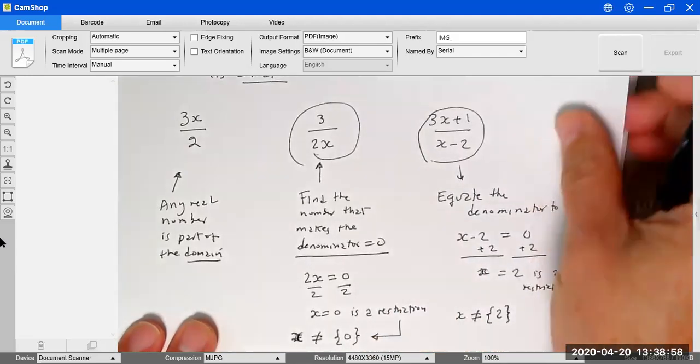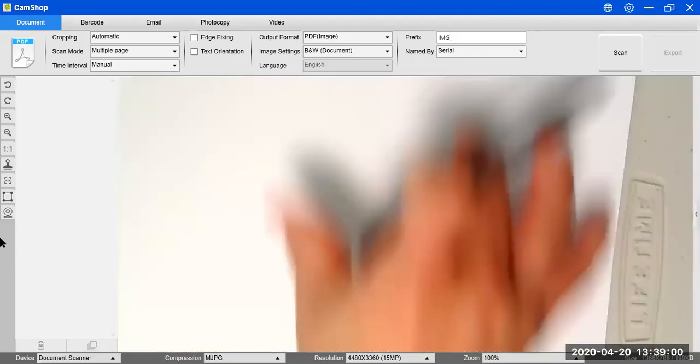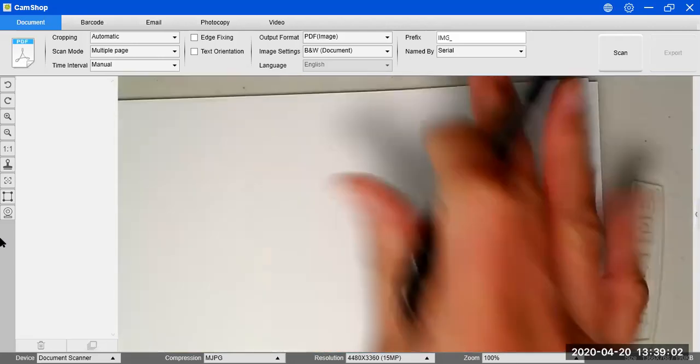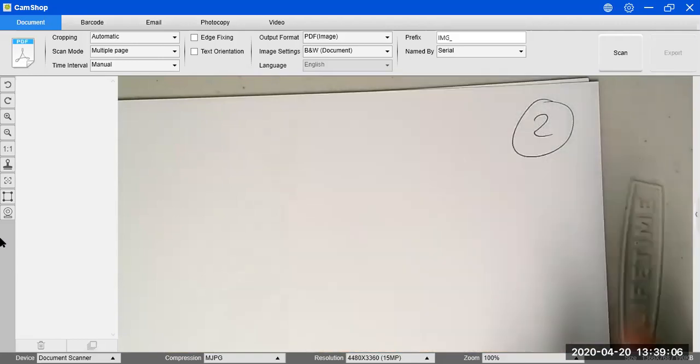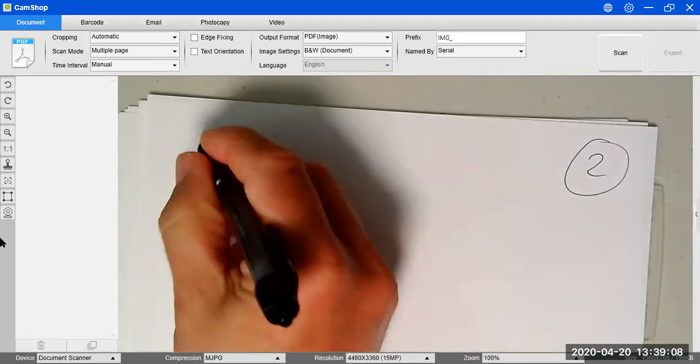So let me solve one more problem, then you're going to solve some problems from the exercise set. So I'm going to work on example 1 from your book.